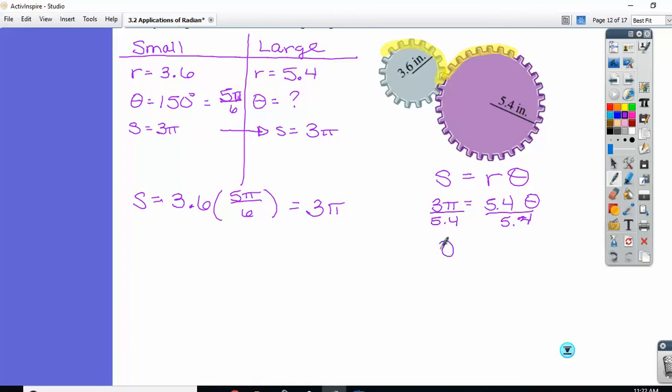And so I get my theta to be 5 pi over 9. So can you just set R theta equal to the other R theta? Okay. Am I done?